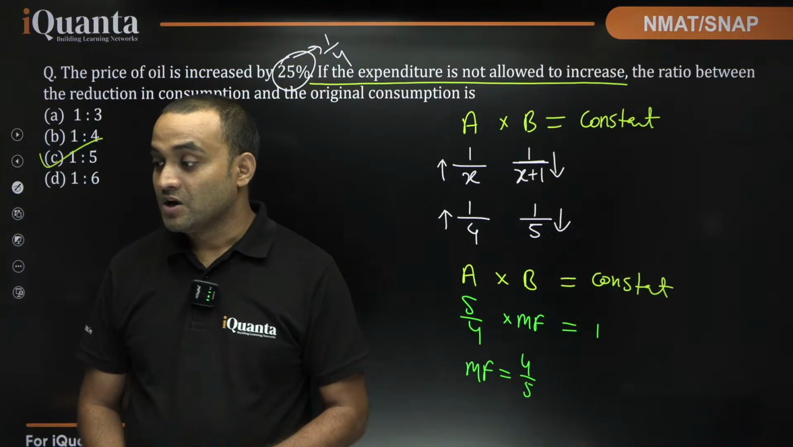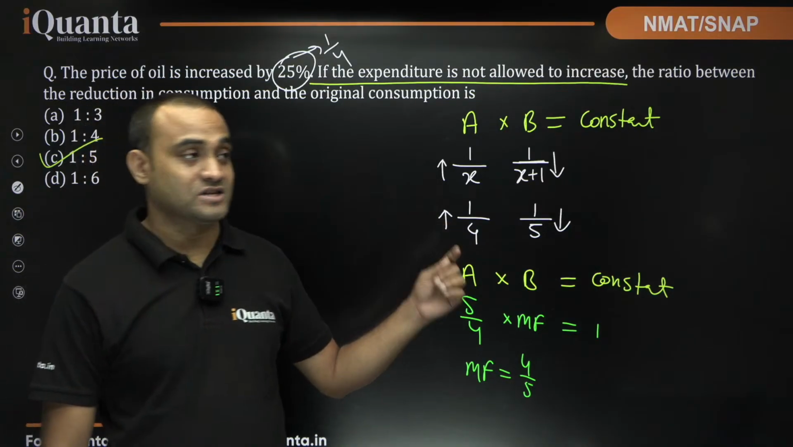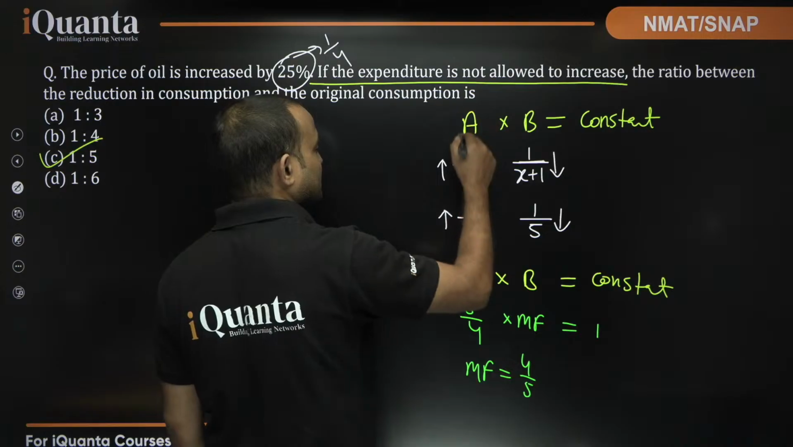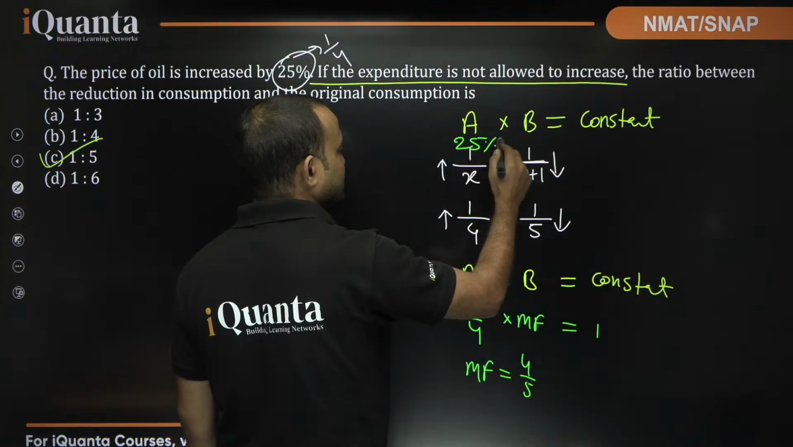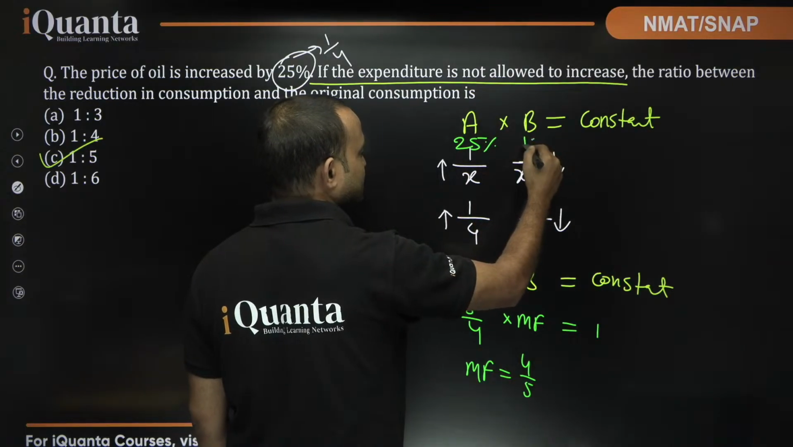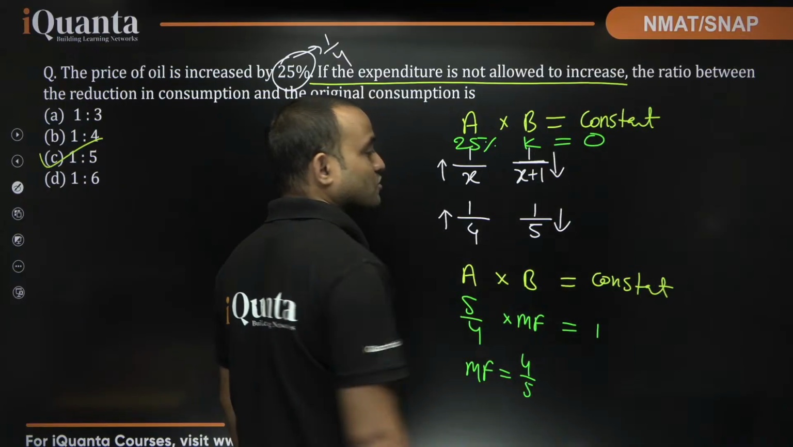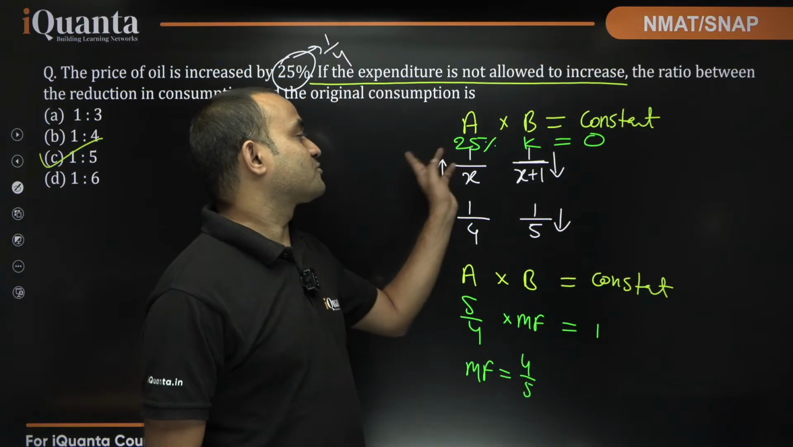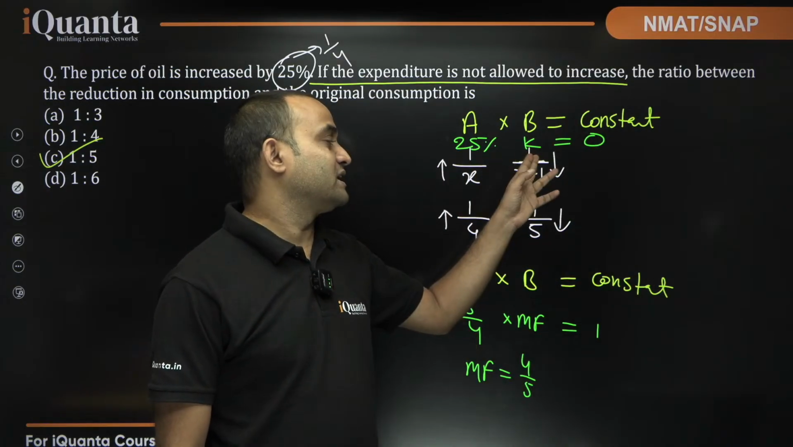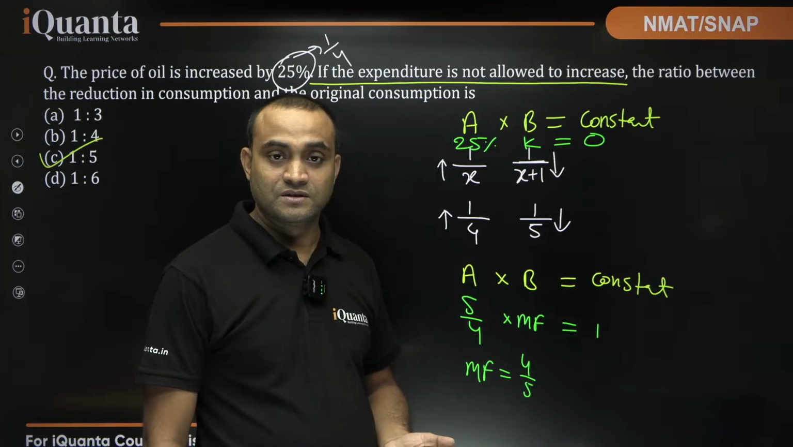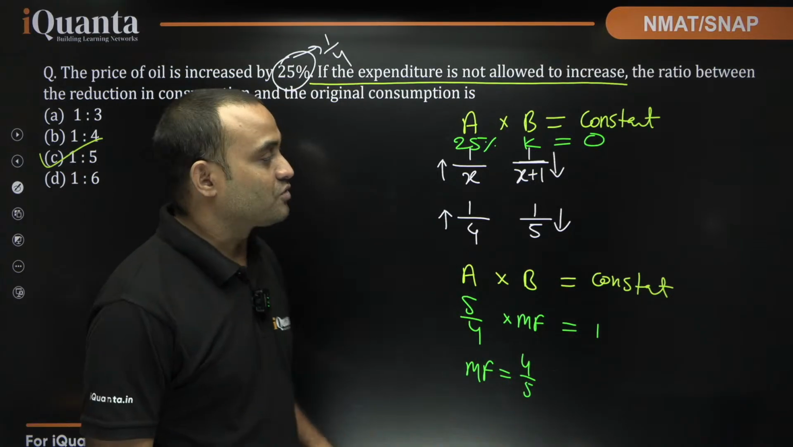You can also use the successive percentage concept: if this value is increased by 25%, this value is decreased by k%, and the product remains constant. So the successive of 25 and k should be 0. So you will get k is equal to 20. So there is a decrease of 20%, 1 out of 5.